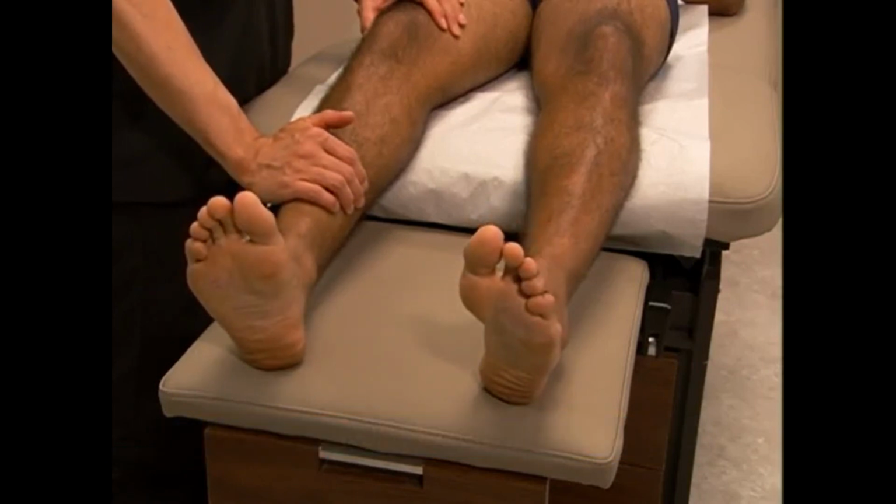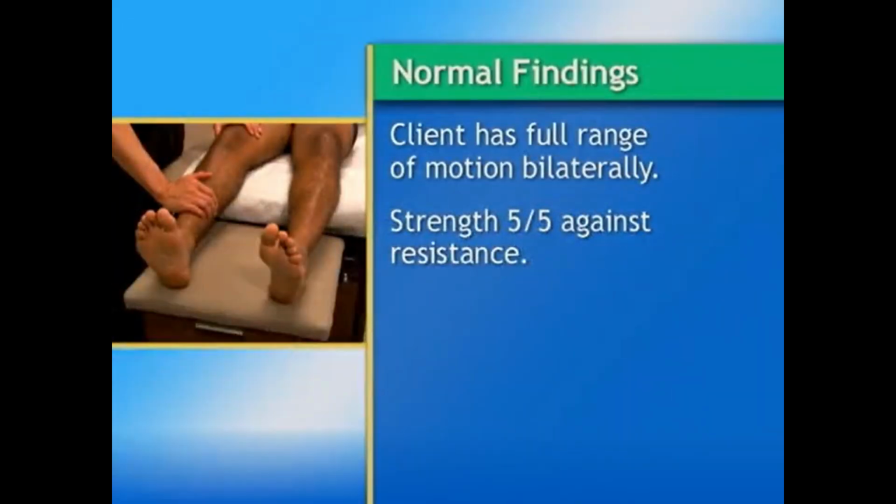Excellent. Now let's try the same thing against my resistance. We'll do it one foot at a time this time. The client has full range of motion bilaterally. Strength is 5 out of 5 against resistance.